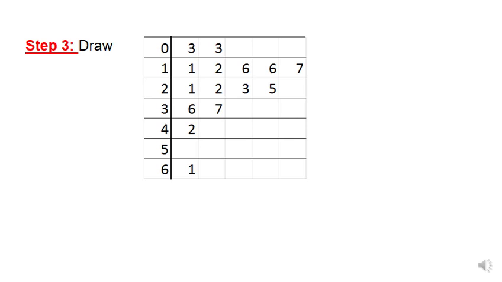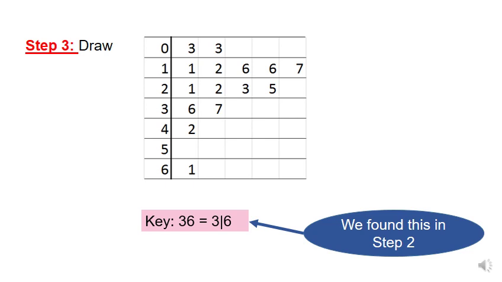And I'm going to put in there now our key straight away that we found in our step 2. The key is telling us that the number 36 would be represented as a 3 on the left hand side of the vertical line and a 6 on the right hand side of the vertical line. So that there is the number 36 according to our key.